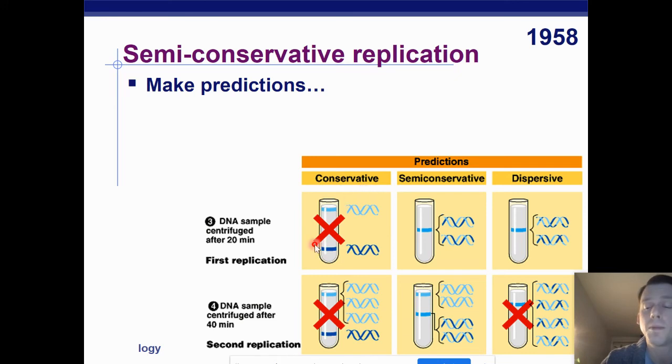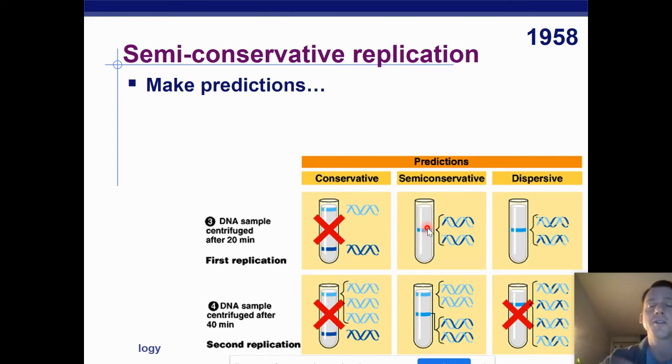All right. What if the conservative model was true? If you remember, when we looked back at the conservative model, it was a totally new piece of DNA made of two new strands, and then a totally old piece of DNA made of two old strands. So one would be totally heavy and one would be totally light, meaning you would see one band at the top and one band at the bottom. But that's not what we saw. That's why there's an X through it. We saw one in the middle. So right away, this ruled out the conservative model, and it left us with the semi-conservative or the dispersive model. They both would give us the same thing.